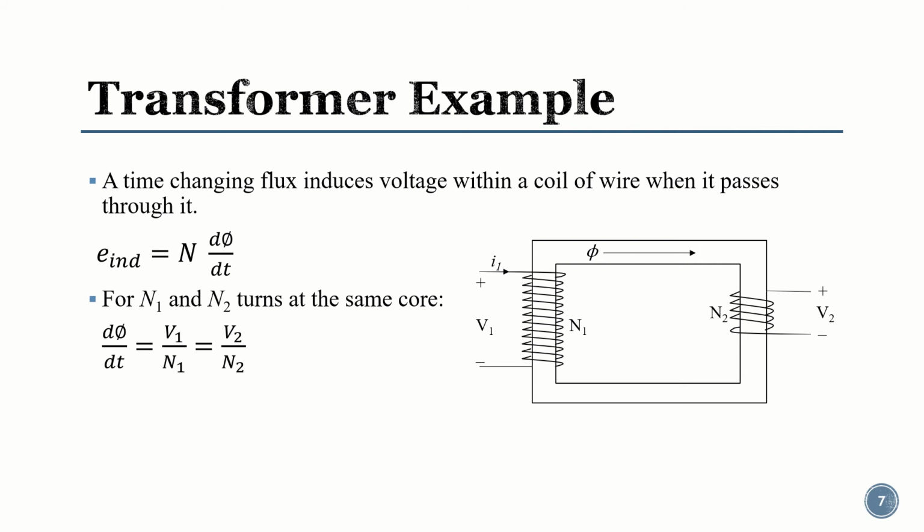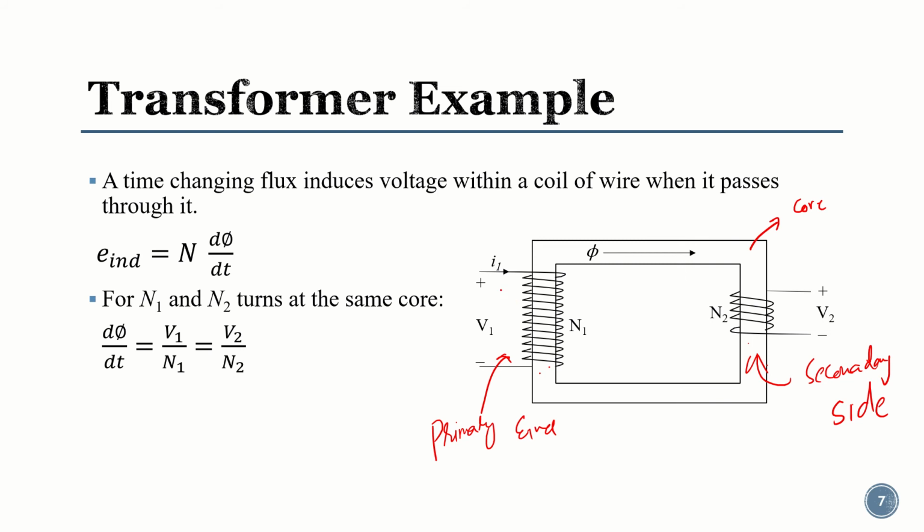If we look at the very basic internal structure of the transformer, we have a ferromagnetic core, a ferromagnetic material, and we have two ends of the core. At both ends we wrap wires, a coil of wire. This is called the primary side or primary end, and this is the secondary side of the transformer. As you can see, these two coils don't have any direct connection.